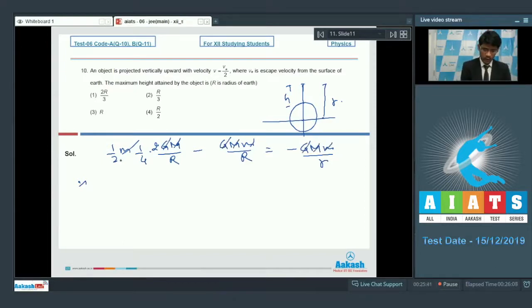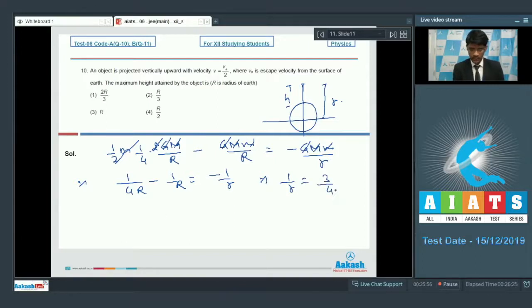Fine. So this will cancel out. We are having 1 by 4R minus 1 by R is equal to minus 1 by r, or 1 by r equal to 3 by 4R. So how much is the value of r here? It is coming out to be 4R by 3. So height will be 4R by 3 minus R. So we will be getting h to be equal to R by 3. So for question number 10, we are getting option 2 as the correct answer. Now let's proceed to question number 11.